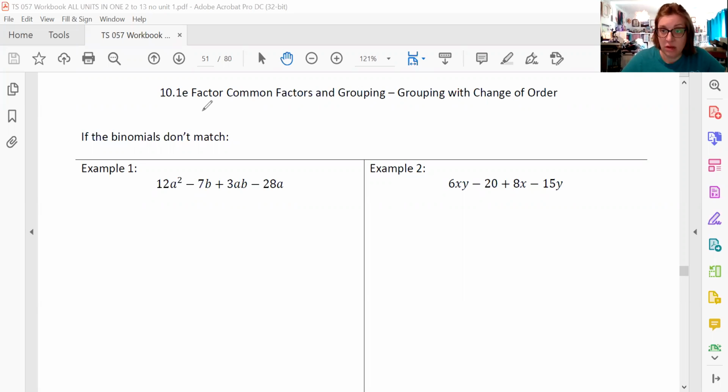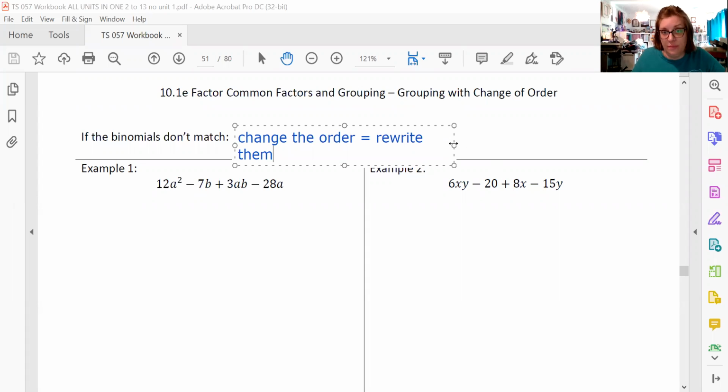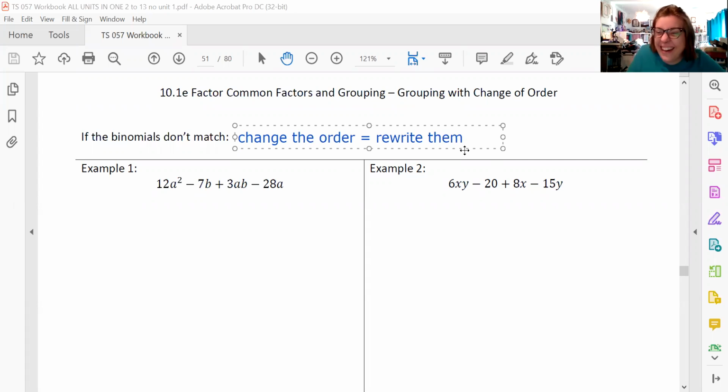So sometimes when we have a polynomial with 4 terms and we want to look at them as 2 sets of binomials, they're kind of in the wrong order, and I still have trouble finding things that I can factor out. If the binomials don't match and I can't find something I can take out of both of them, I can change the order, which really means I can rewrite them in whatever order I want. I can put them however I want.